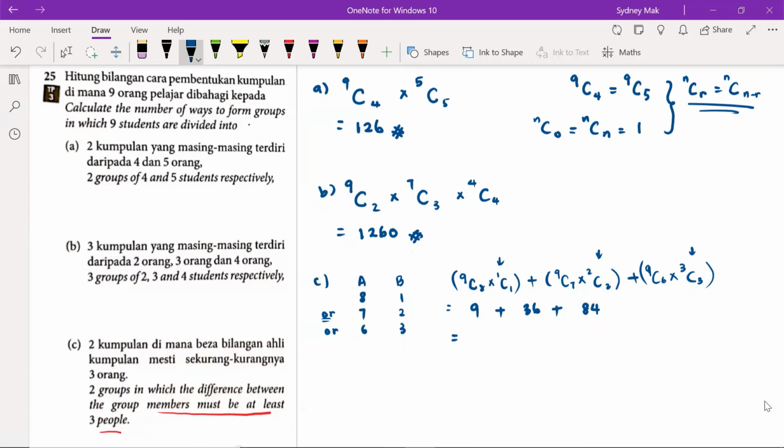So let's just put these three numbers together. We have 36 plus 84, 120, plus 9, so 129 ways. 129 ways to form these two groups with the difference at least 3 people. That's it for question number 25.